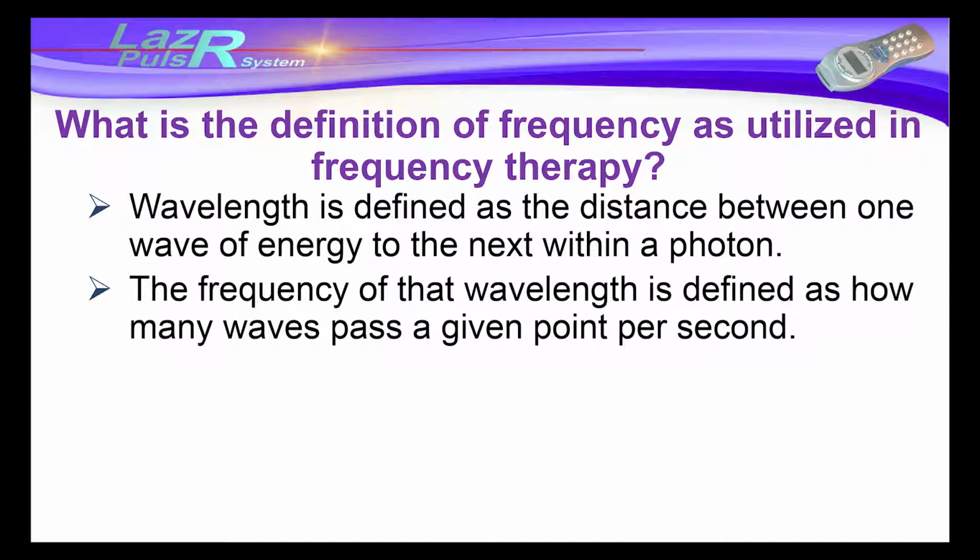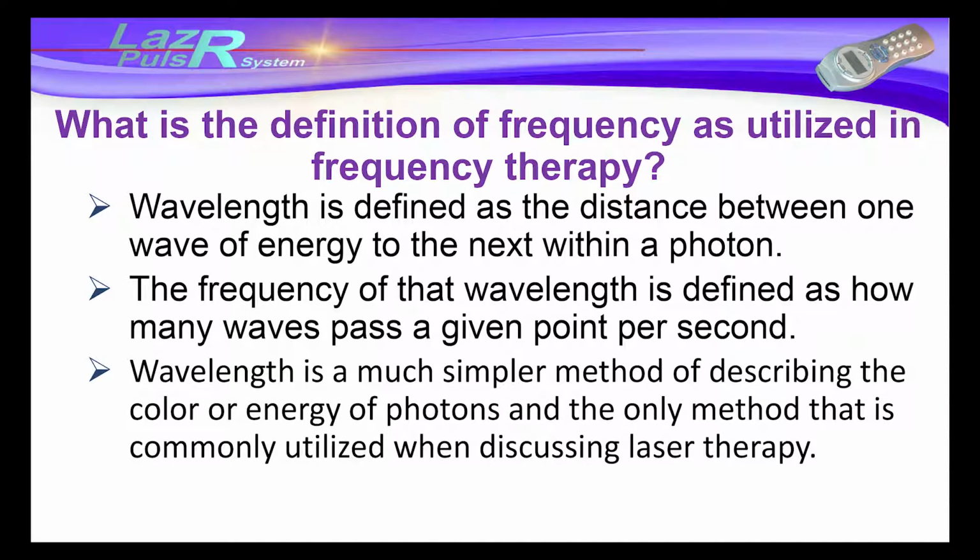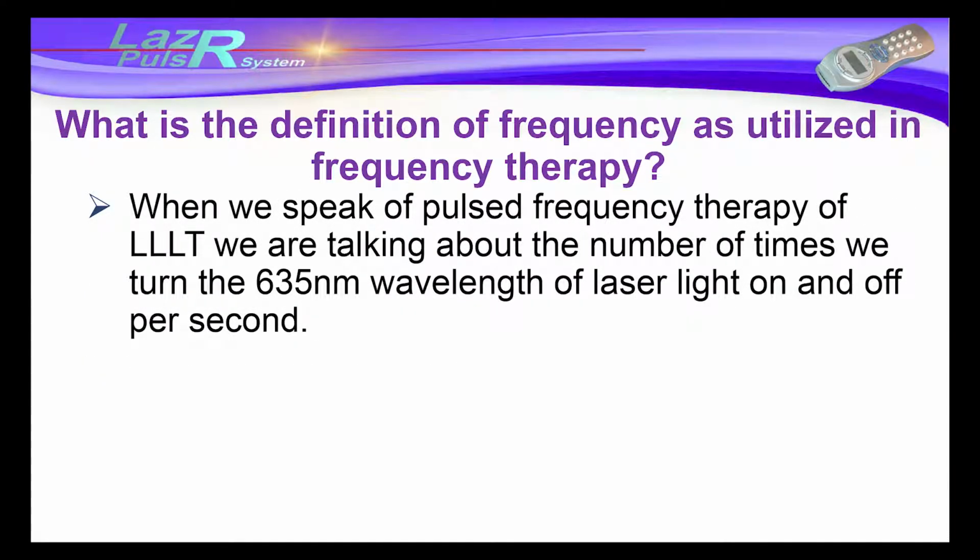The different frequencies of light are complex numbers and seldom used in low-level laser therapy. Wavelength is a much simpler method of describing the color or energy of photons, and the only method that is commonly utilized when discussing laser therapy. When we speak of pulse frequency therapy of low-level lasers, we are talking about the number of times we turn the 635 nanometer wavelength of laser light on and off per second.